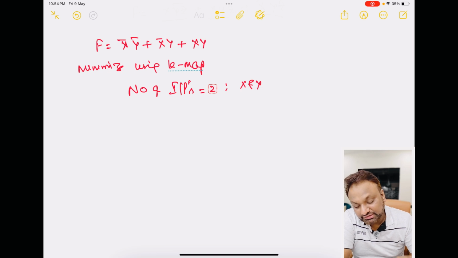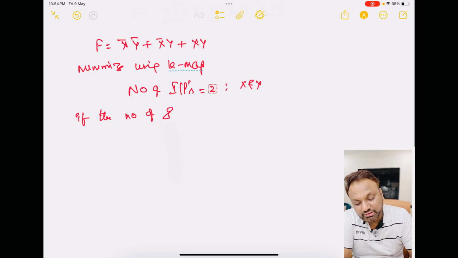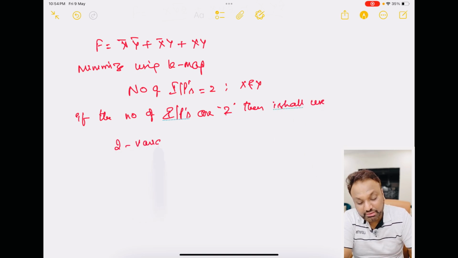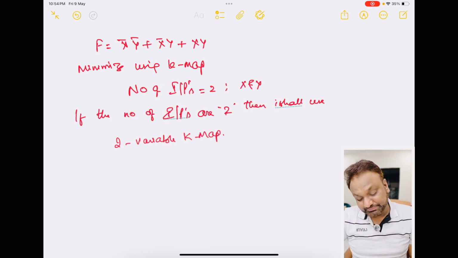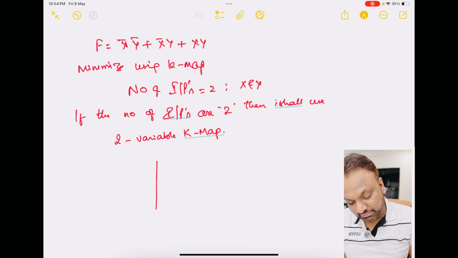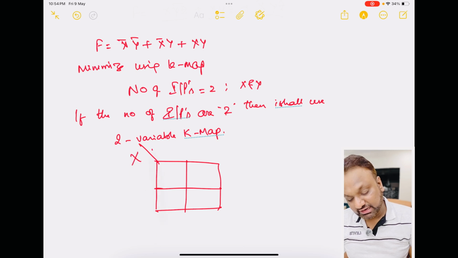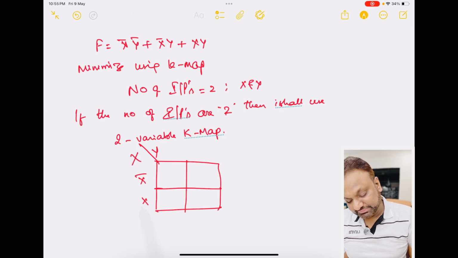So if the number of inputs is 2, then I shall use a two variable KMap. So what is the two variable KMap? I already have this one. We have seen it, right? What are my inputs? X and y, so x bar and x, and y bar and y.